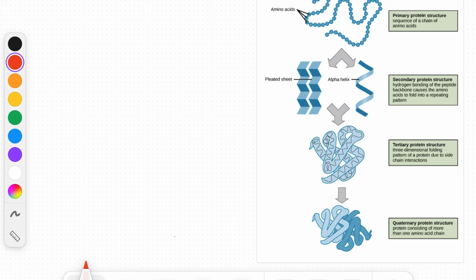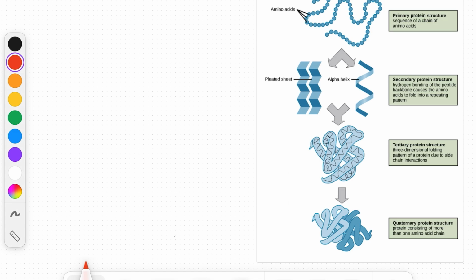Okay, in this video I want to talk about protein structure. Protein structure comes in four different forms: primary, secondary, tertiary, and quaternary. Starting with primary structure, and this is a really good image right from Khan Academy.